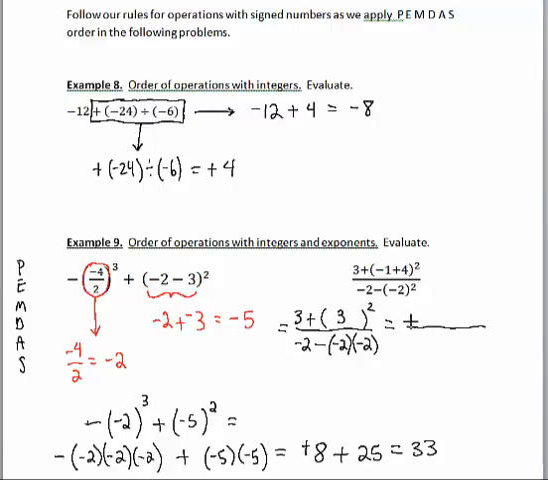Okay. So once again, big fraction bar. We won't take care of that until the end. On the top I have a 3, and then an exponent, 3 squared, and so that would be a 9.